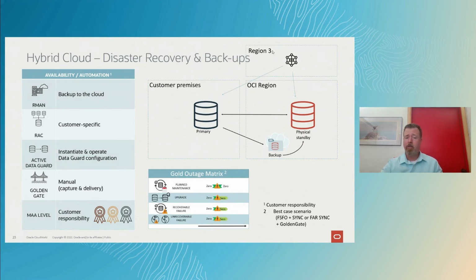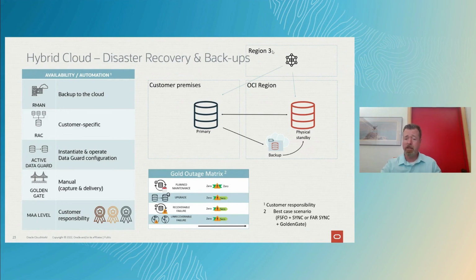GoldenGate is great, once again, if you're looking at Platinum, but it also is how you get up to the autonomous database. So if you want to set up hybrid cloud DR with autonomous database, GoldenGate's where it's at. I'll talk about that in a moment as we get into a matrix that will walk this out. And then we have different MAA levels that are available.